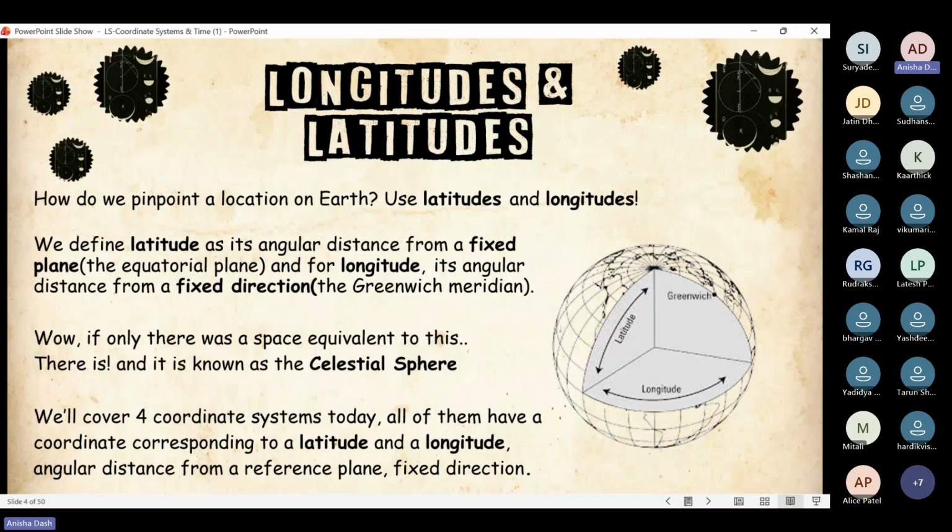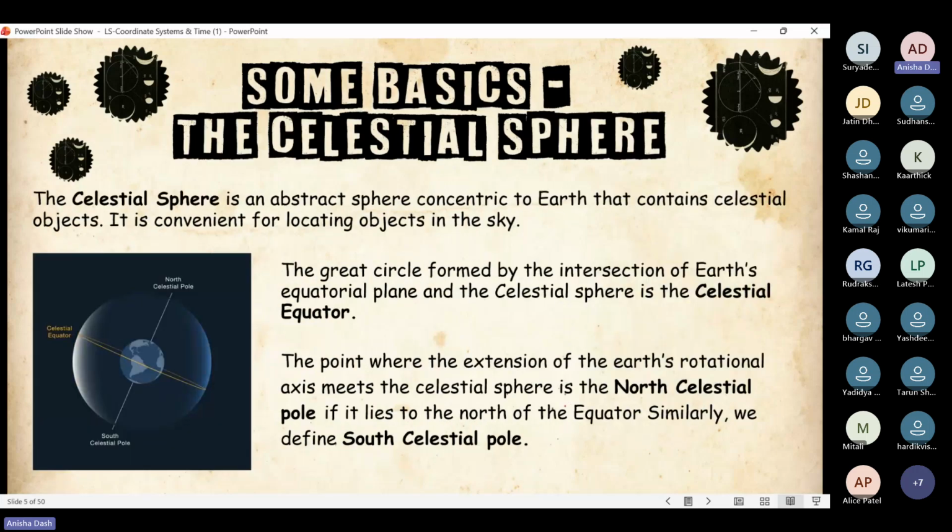For that, we define a sphere known as the celestial sphere. The celestial sphere is an abstract sphere which is concentric to the Earth. All celestial objects lie on the sphere. Now, this doesn't make much sense because, say, the sun and the pole star lie at different distances from the Earth. So how can we claim that both of them lie on the sphere? That would be claiming that they're equidistant from the Earth.